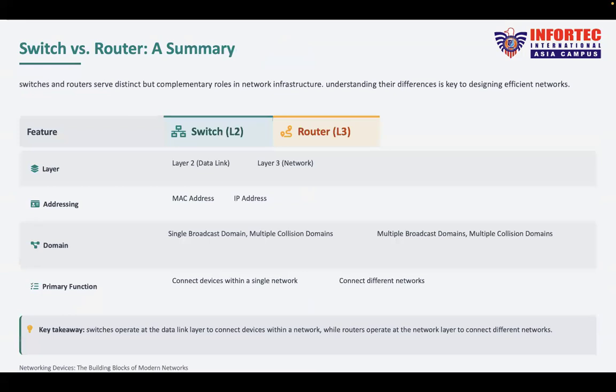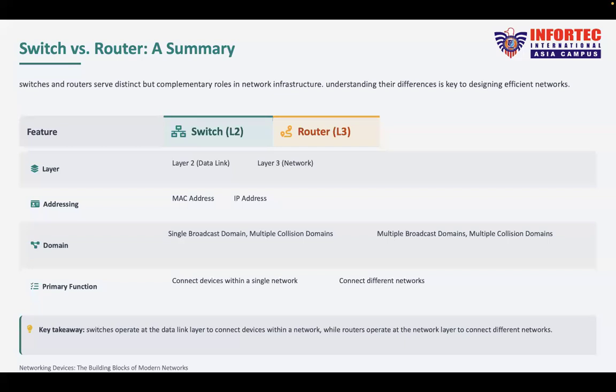So here is a small summary to understand the difference between a switch and a router. We have a few features here: the layer, addressing, domain, primary function. I would like to take these and discuss the features. When it comes to layer, a switch belongs to layer 2. You can quickly go back to the OSI model and check what layer 2 is. I'm not going to re-explain that here. And we put the router at layer 3.